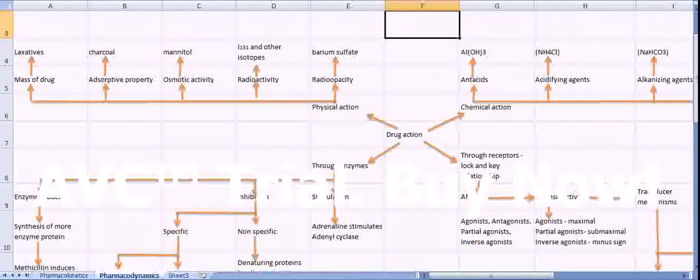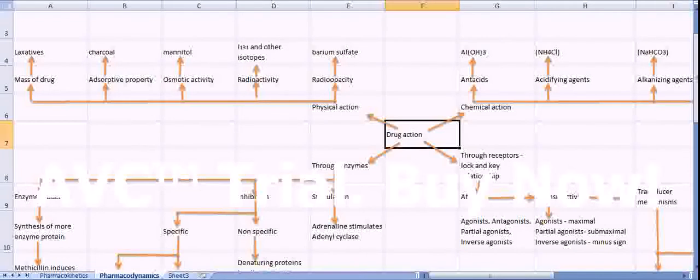Pharmacokinetics means what the body is doing to the drug, the action of the body on the drug, and pharmacodynamics means the action of the drug on the body. So I think this video is helpful for giving an overall view of the pharmacodynamics of the different drugs which are administered.